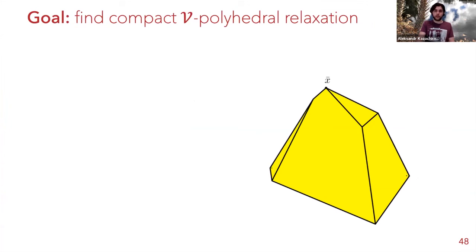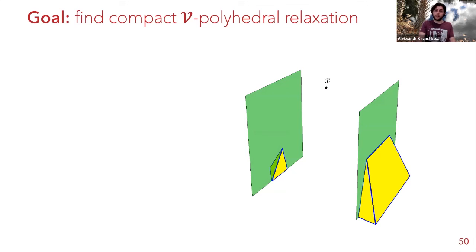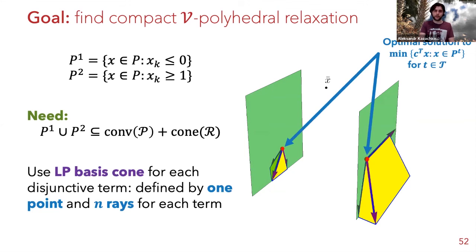Here's a three-dimensional example where, again, x bar denotes your LP optimal solution. And let's say we take a split, even though the example is with a split disjunction, our technique applies for general disjunctions. Divide it into two disjunctive terms, let's say P1 and P2. And what we need is that the union of P1 and P2 is contained in the convex hull of a set of points and rays that we select.